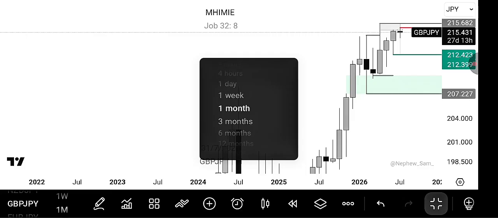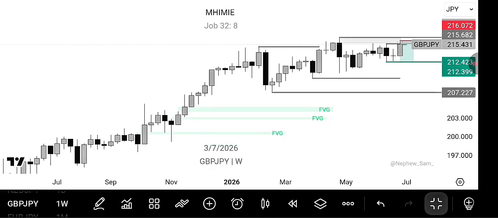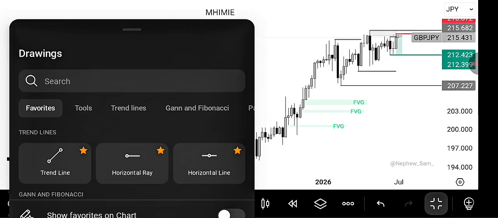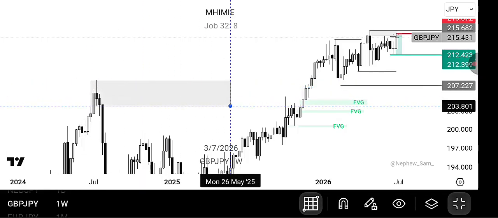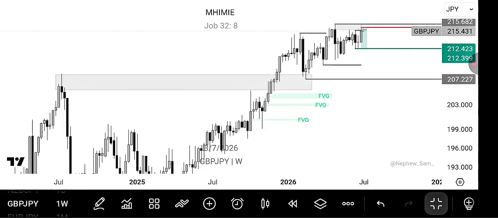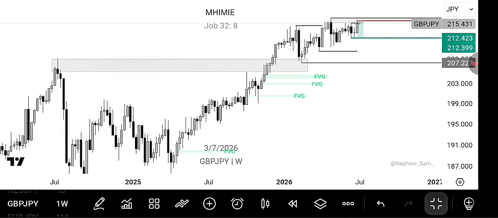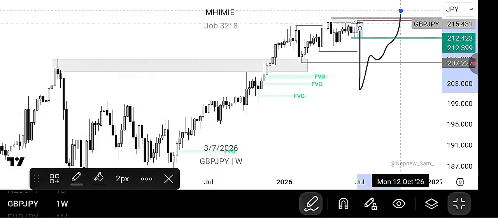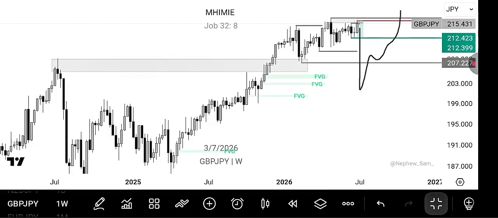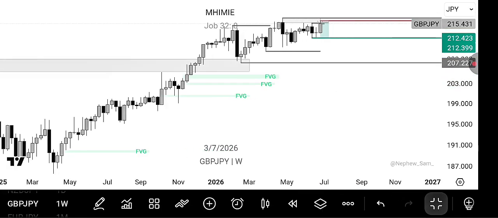And also that is a breaker block continuation entry, breaker block continuation liquidity, because we find out price used this to continue. So most times you find price retesting it before continuing. All right, so not sure, but let's see what this week has to offer.